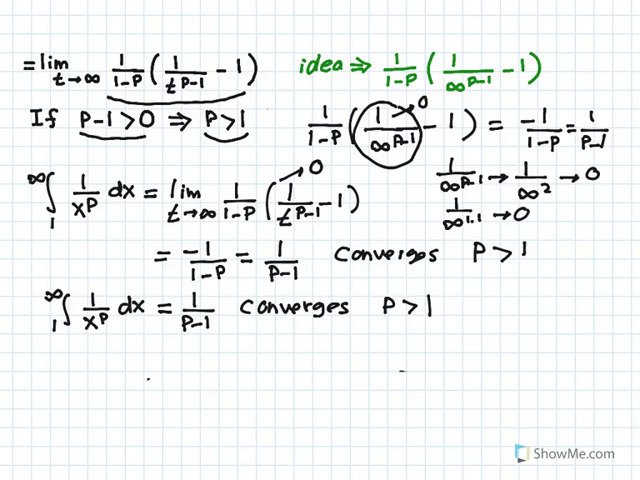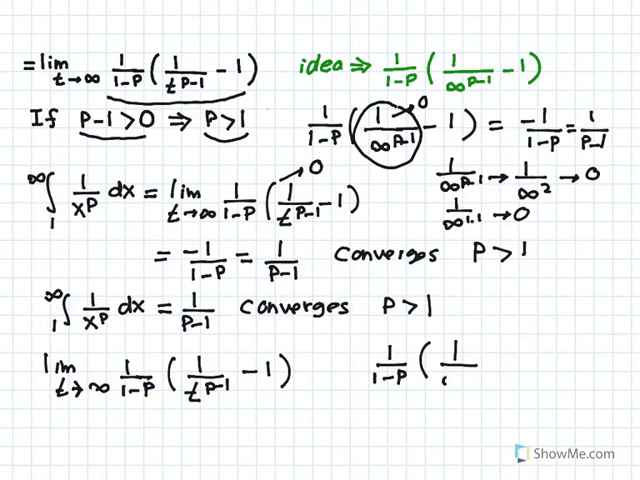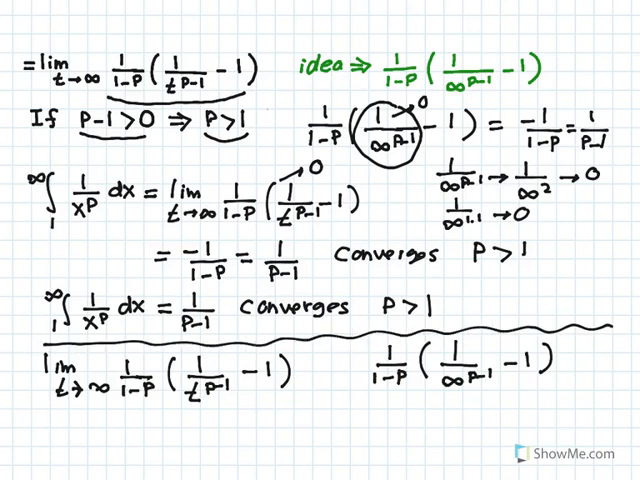So now let's consider the case when p minus 1 is negative. So we have the limit as t goes to infinity of 1 over 1 minus p times 1 over t to the p minus 1, minus 1. Let's analyze this. t is going to infinity. So we have 1 over 1 minus p times 1 over infinity to the p minus 1, minus 1. We're now considering the case where p minus 1 is a negative number.